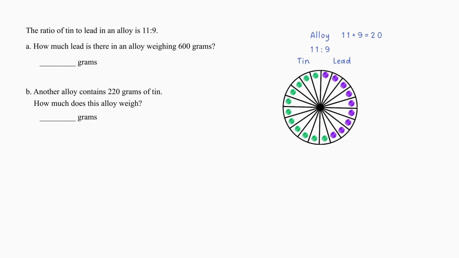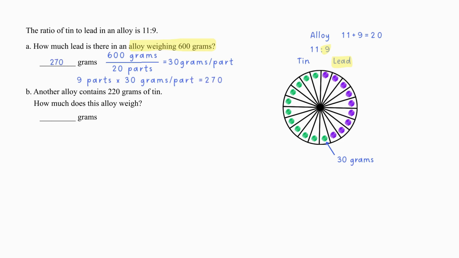For part A, we know the total weight of an alloy is 600 grams. We need to find how much one part is worth. Divide the total weight by the total parts. 600 grams divided by 20 parts equals 30 grams per part. Since lead is 9 parts of the mixture, 9 parts times 30 grams equals 270 grams of lead in the 600 grams alloy.